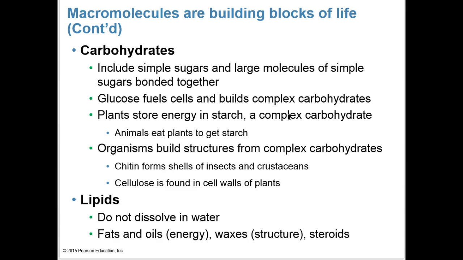Lipids are items that do not dissolve in water. They include fats and oils. Those items have a lot of energy stored in them that we can use. They also include waxes, which are more of a structural item, and steroids. And for us, steroids would be examples like cholesterol and progesterone, testosterone, and estrogen, which are some of our hormones.